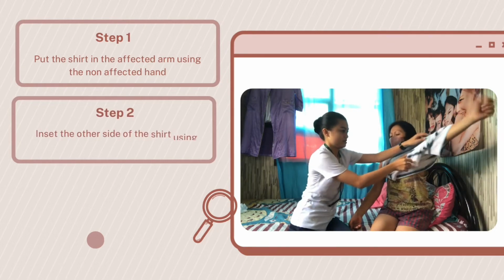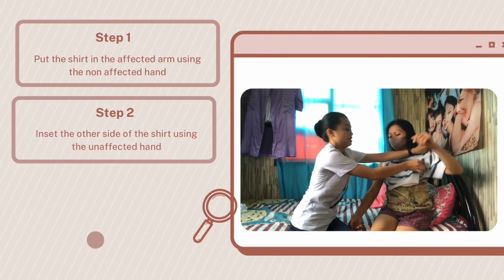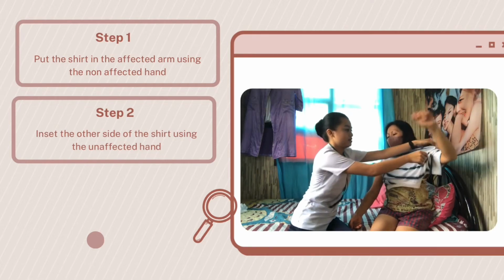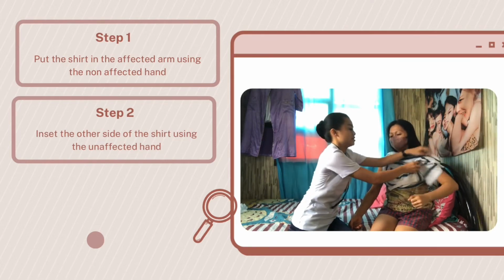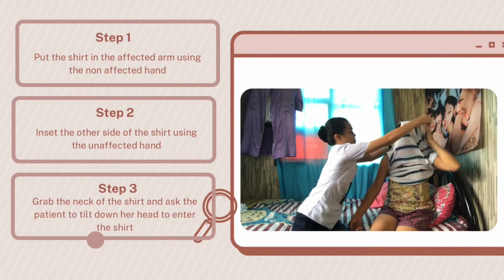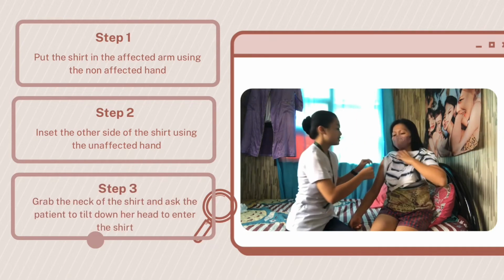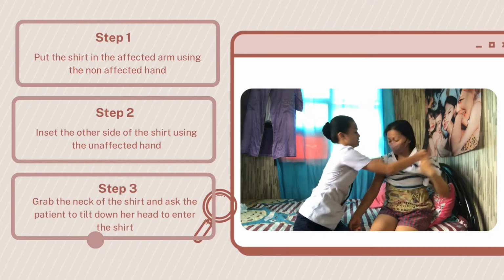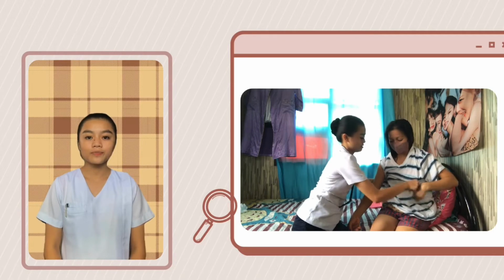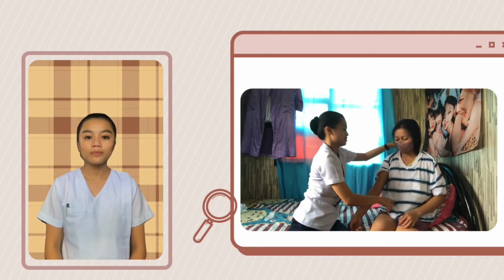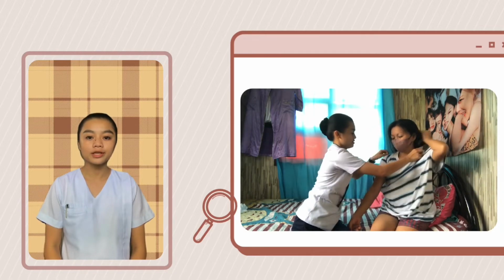Step 2. Insert the other side of the shirt using the unaffected hand. Step 3. Grab the neck of the shirt and ask the patient to tilt down her head to enter the shirt. During this part of the skill test, it is important not to push, pull, or manipulate the patient.